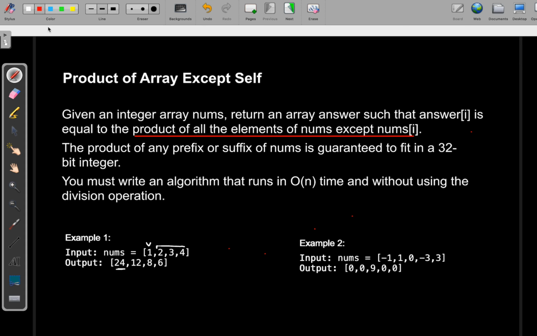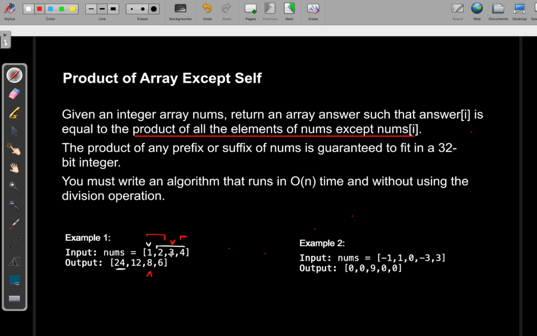So if you can understand by this example, let's see, if I'm not taking 3 and I'm taking the product of all the other elements, that will be 2 into 1, 2 in the prefix part, and 4 only in the suffix. So 4 into 2, that will be 8, and that's why the product is 8. Product of all the elements except the number itself.